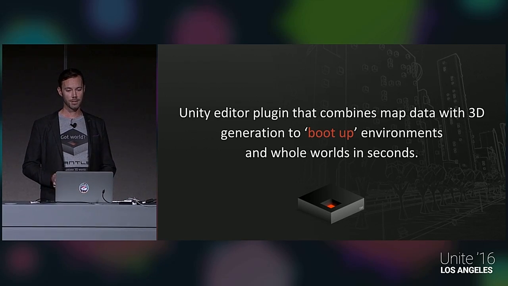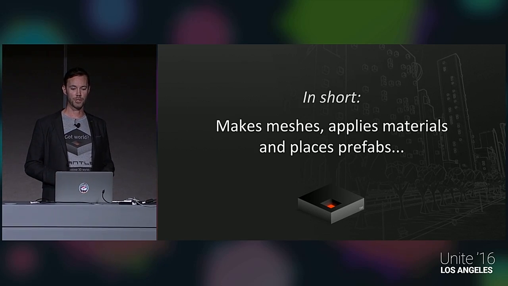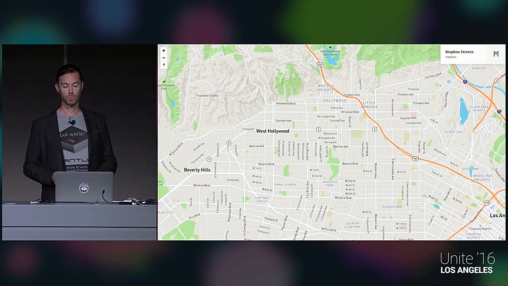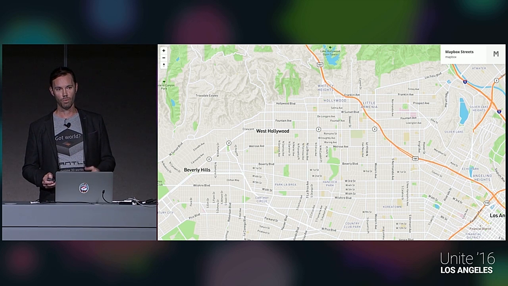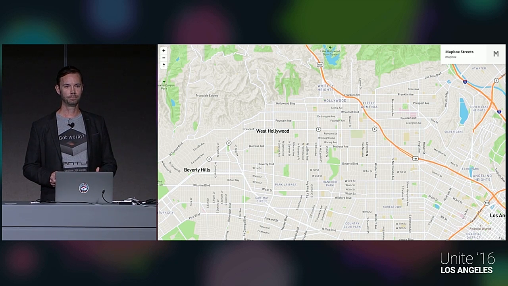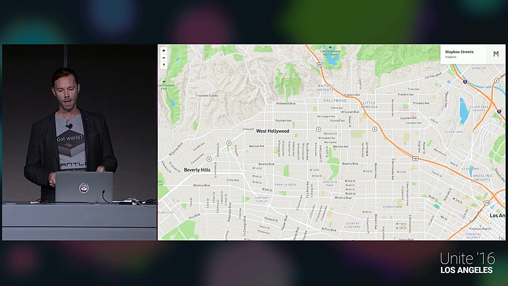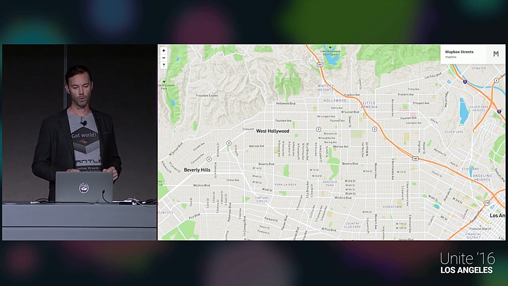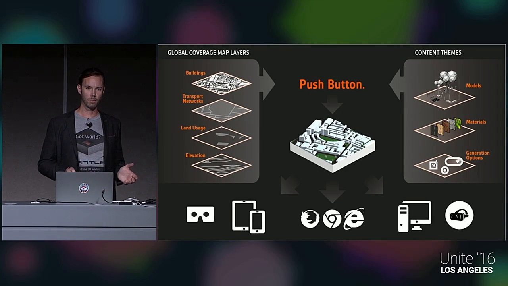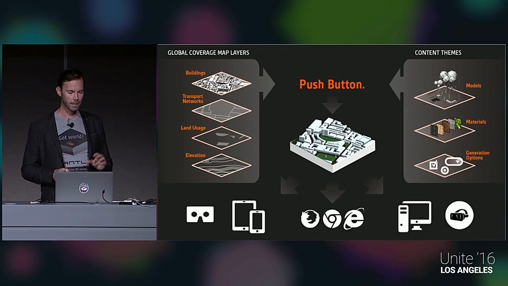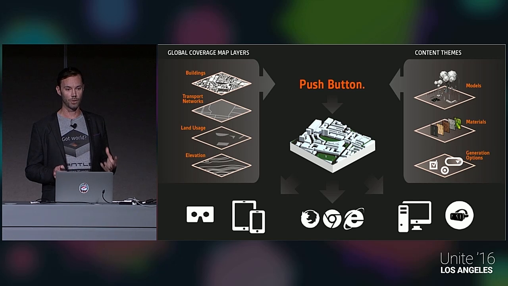What that means in practice is we make meshes, we apply materials, and we place prefabs. And how we do that is with this. So Mantle uses mapping information as the seed to generate content and to place other prefabs. Now, that's really important, because if you're starting with a blank slate, it can take a lot of time to actually get something onto the page.